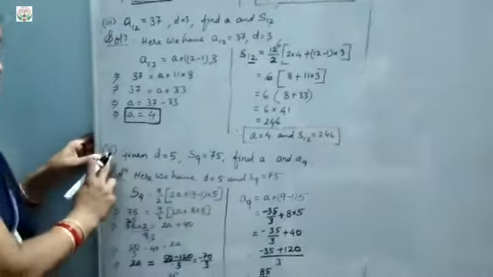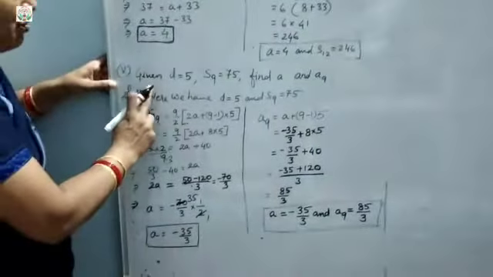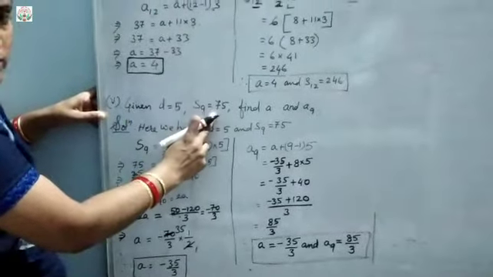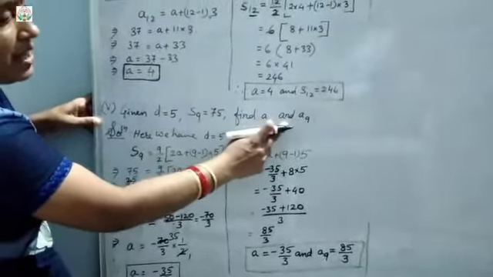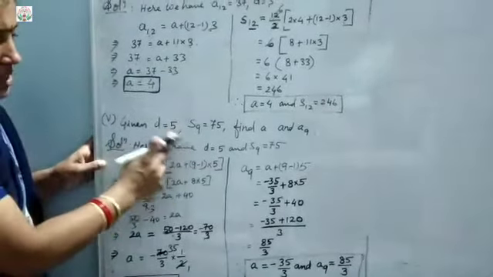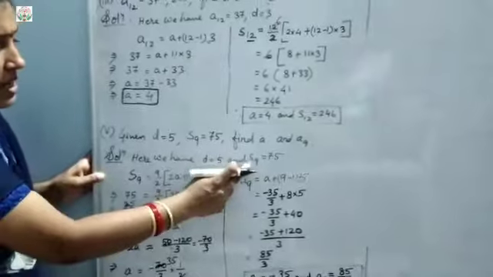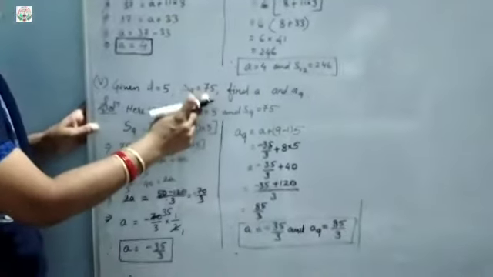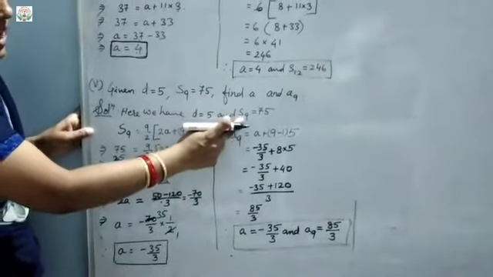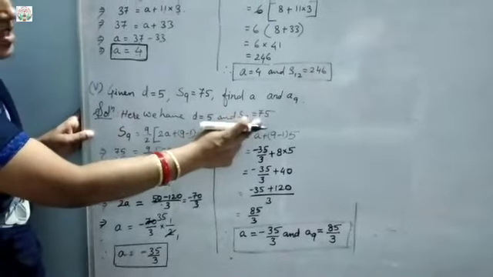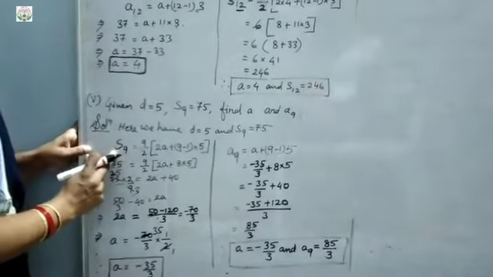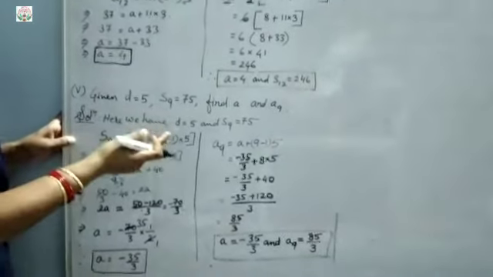Now come to the fifth one. What is given in the fifth one? Given d equals 5, S9 equals 75. Then find a and a9. So now here we can see what is given. The d value is given as 5 and S9 is given as 75. That means the sum of the first nine terms is 75. From what is given, we will find the unknown values.